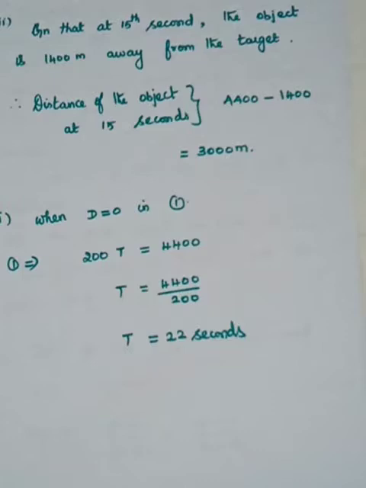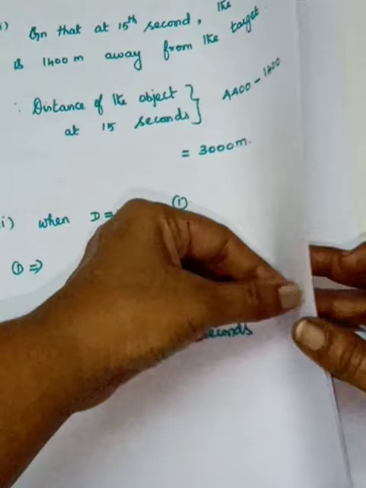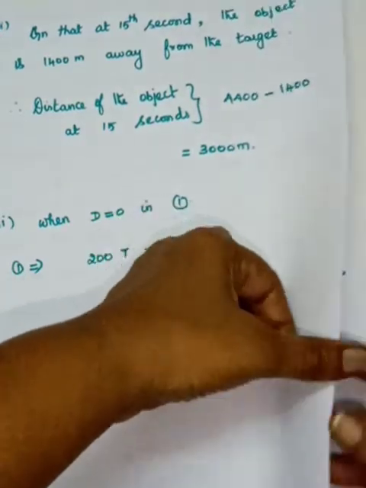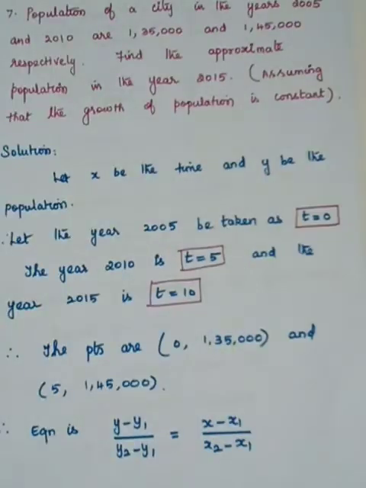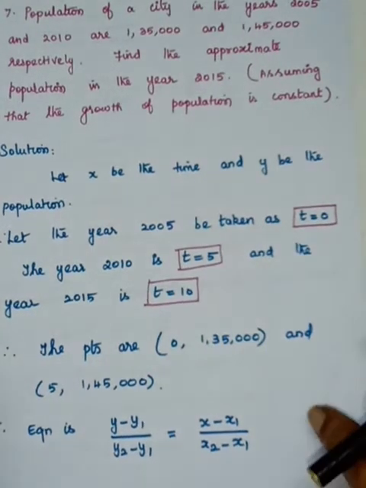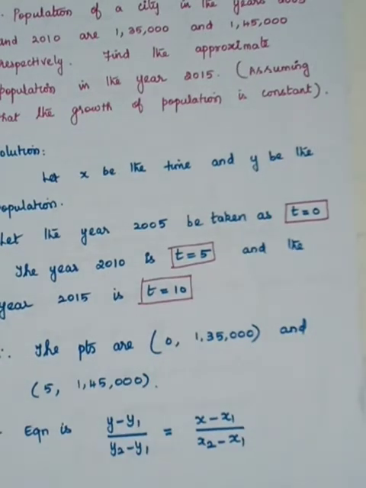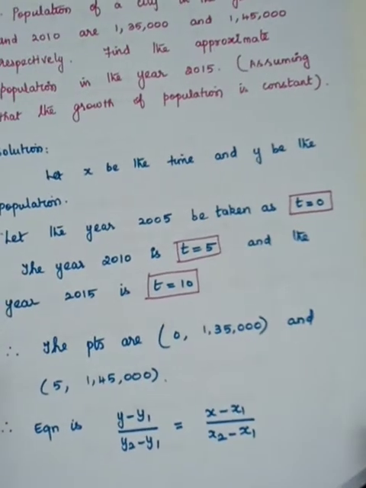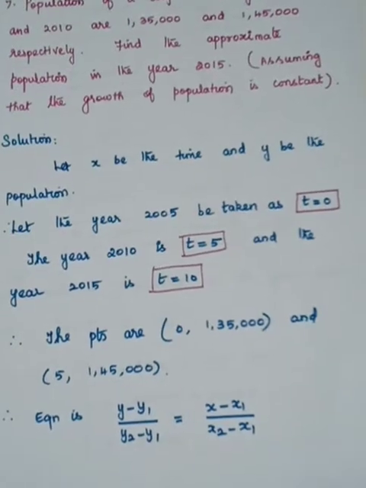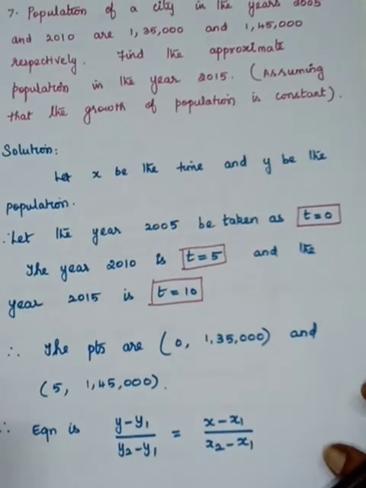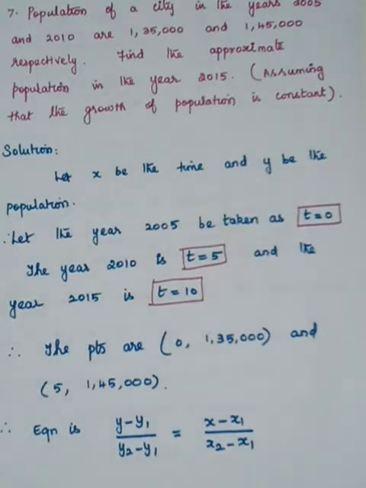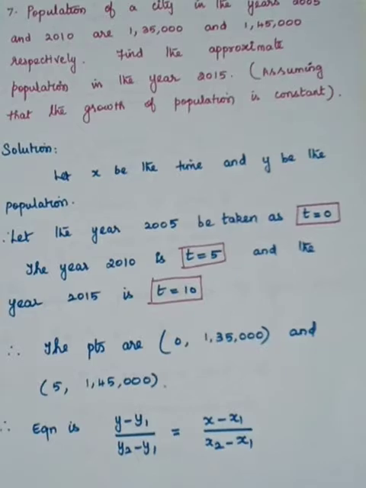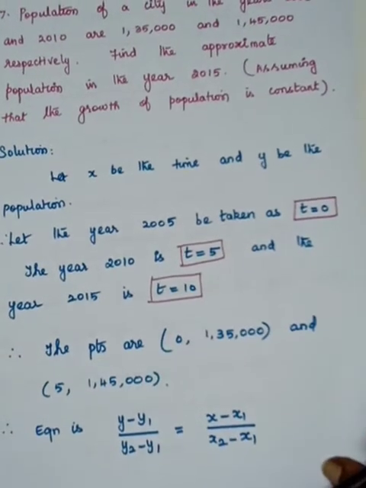Okay, so we'll go to the next problem, problem number 7. The population of a city in the years 2005 and 2010 are 1,35,000 and 1,45,000 respectively. Find the approximate population in the year 2015, assuming that the growth of population is constant.